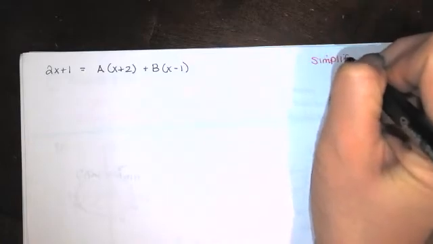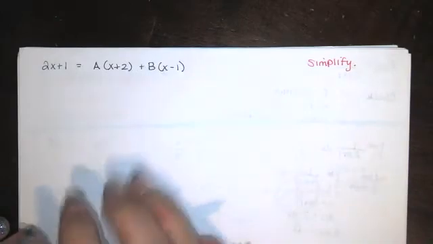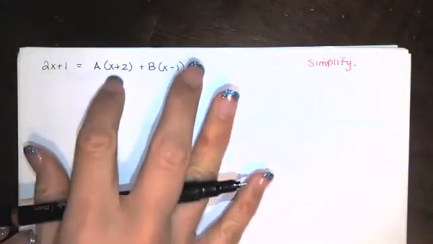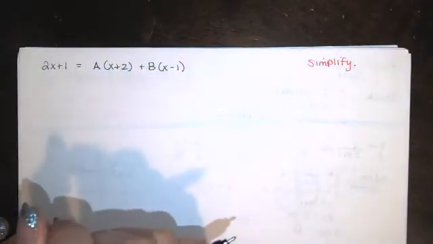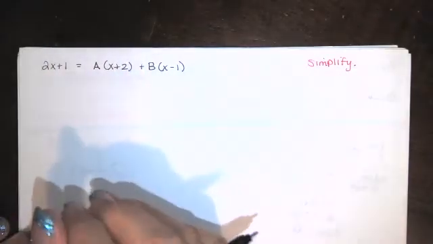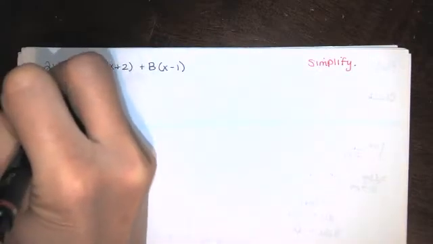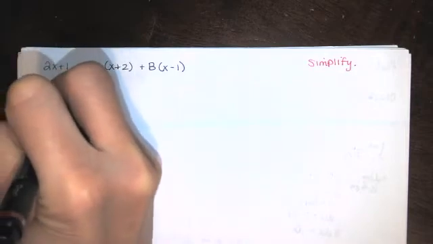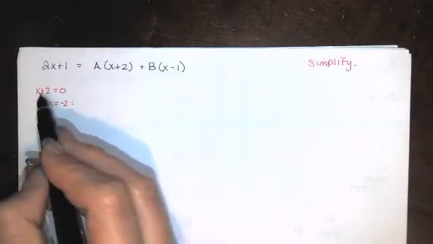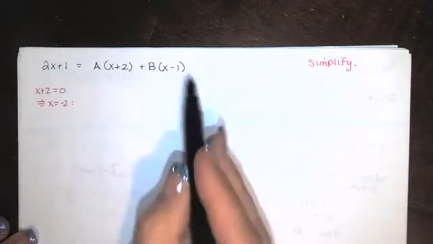Now from here, it's very simple to find the values of a and b by just choosing values for x that will make each of these factors 0. And then we substitute those into the equation, and then we solve for a and b one at a time. So I notice that x plus 2 is 0 when x is equal to -2. So I'm going to substitute x equals -2 in this equation.